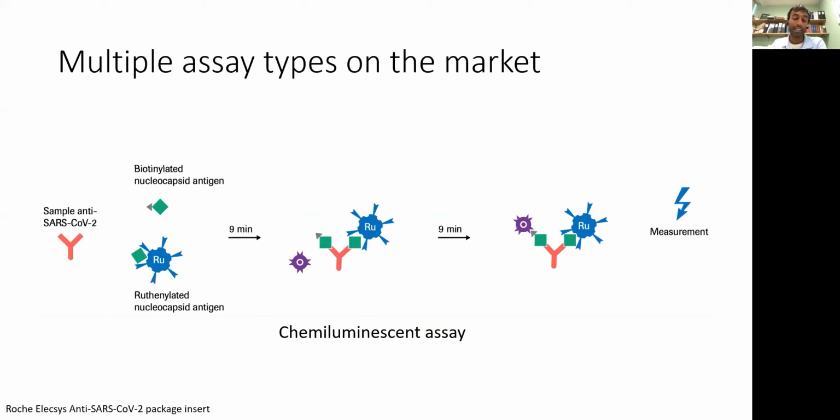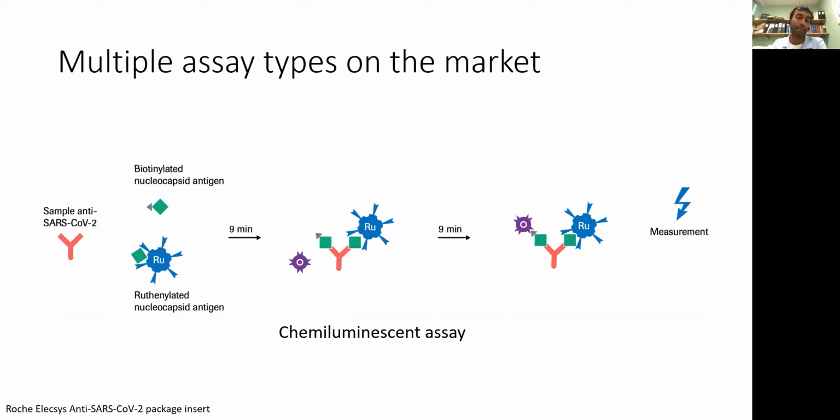The last type of assay that is on the market right now is called a chemiluminescent assay. And the principle is similar to an ELISA. However, instead of being in a solid phase, it's actually in a liquid phase. And so this is the basis of the Roche-Cobas SARS-CoV-2 antibody assay that I'm showing here. And the principle is shown starting on the left-hand side.